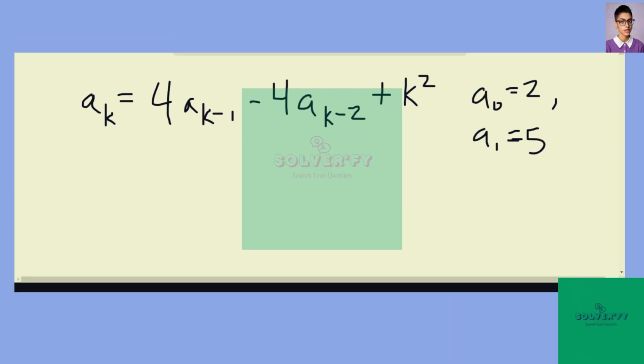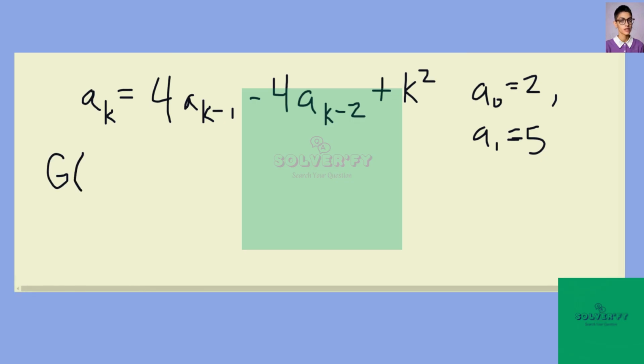We are given a recurrence relation with initial conditions. We are asked to use generating functions to solve this relation. The recurrence relation is a_k = 4a_{k-1} - 4a_{k-2} + k^2, with initial conditions a_0 = 2 and a_1 = 5.